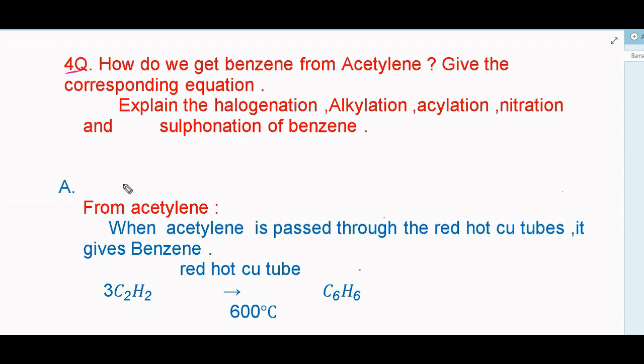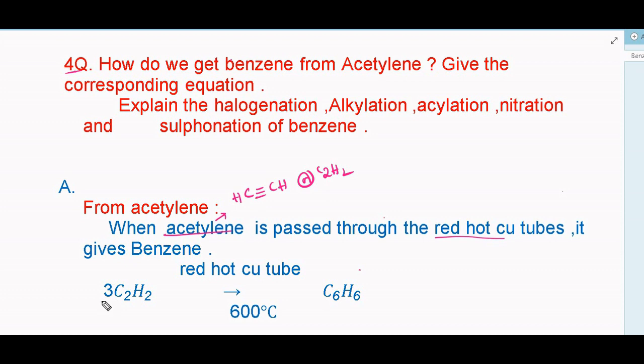Here is the preparation method of benzene from acetylene. When acetylene is passed through the red hot copper tubes, it gives benzene. What is acetylene? What is the chemical formula for acetylene? CH triple bond CH, or we can write it as C2H2. This is the acetylene chemical formula.